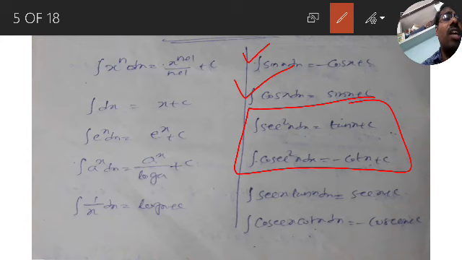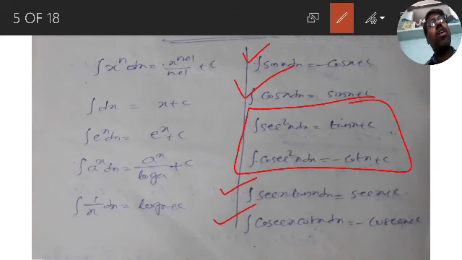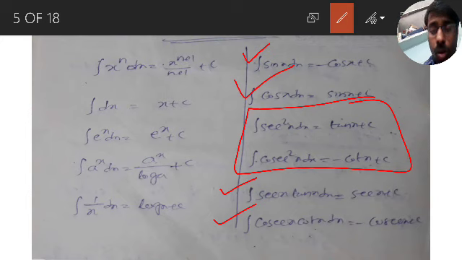Now, integration of sec x tan x is sec x plus c, integration of cosec x cot x is minus cosec x plus c. All these formulas you should know. Are you getting, guys? Yes.